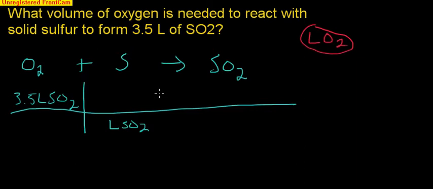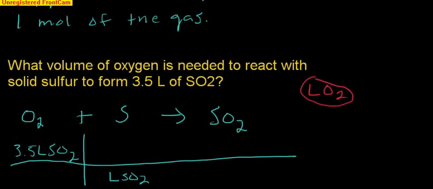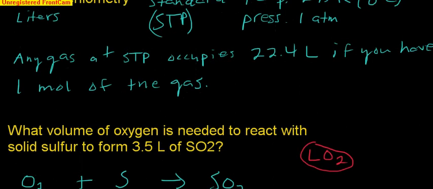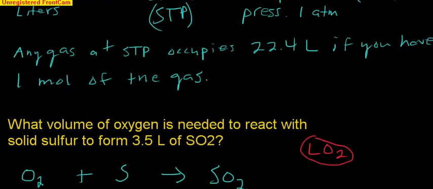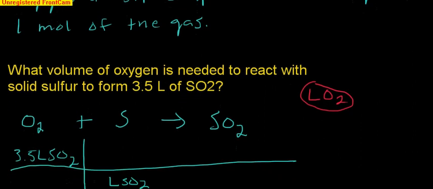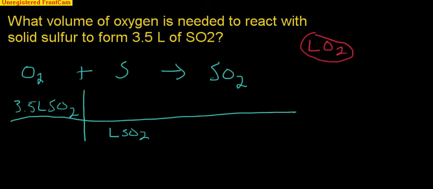But now let's scroll back up to the top. We said that any gas at STP occupies 22.4 liters. So we're assuming that all of these are at STP. What this means is that if I have 22.4 liters of SO2, that is 1 mole of SO2, sulfur dioxide. So my liters on the bottom will cancel out with these liters. I'm left with moles of SO2.